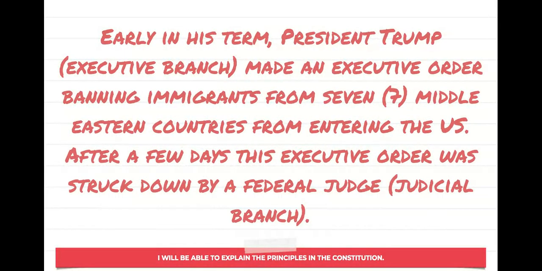Okay, next one. Early in his term, President Trump made an executive order banning immigrants from 7 Middle Eastern countries from entering the United States. After a few days, this executive order was struck down or overturned by a federal judge in the judicial branch. What principle does this deal with? And if you said checks and balances, you're correct, because in this case, the judicial branch is checking or limiting the power of the executive branch.